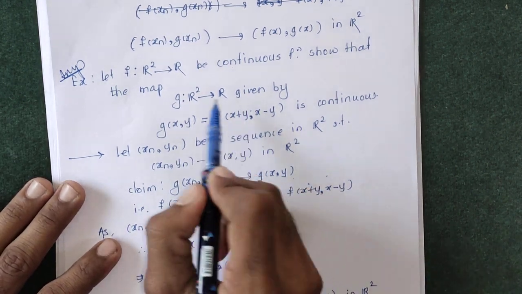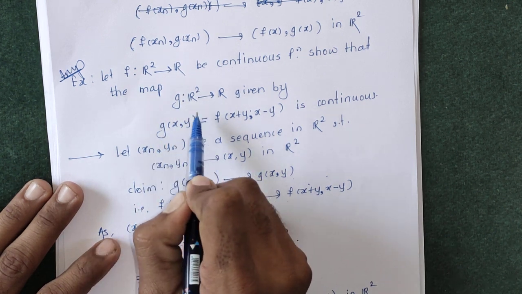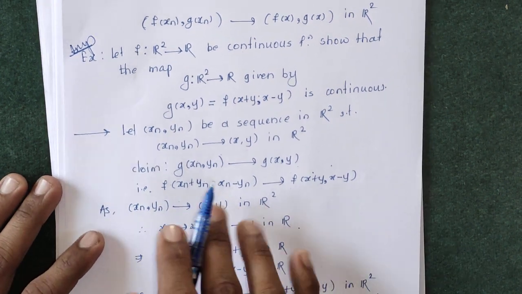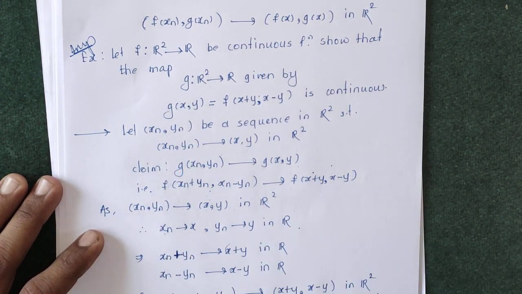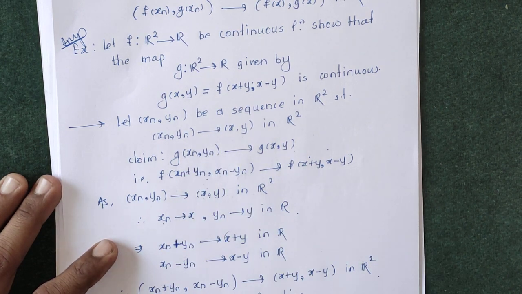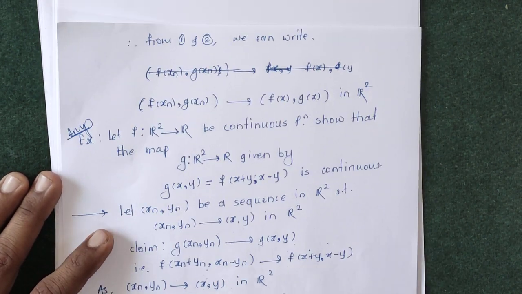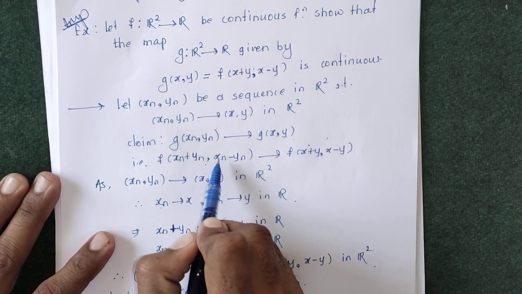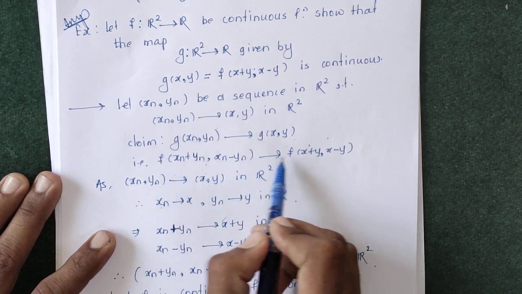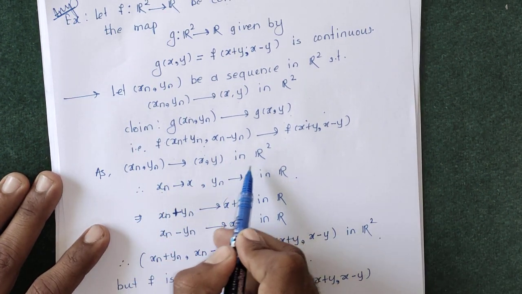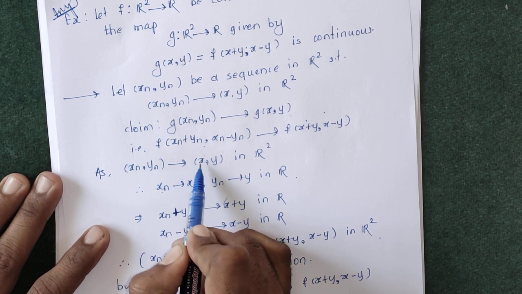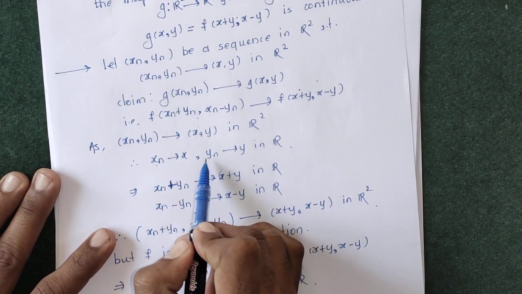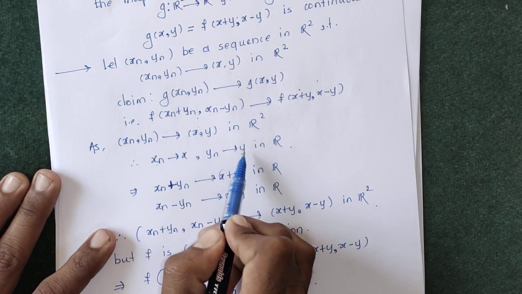To prove g is continuous, we take one sequence in the domain of g and prove that the image of that sequence also converges to the image of the limit of that sequence. So (xn, yn) will be a sequence in R square such that (xn, yn) converges to (x, y). Our claim is g of (xn, yn) converges to g of (x, y), that is, f of (xn plus yn, xn minus yn) converges to f of (x plus y, x minus y). Now (xn, yn) is a sequence in R square, so xn converges to x and yn converges to y in R. So the addition xn plus yn converges to x plus y.